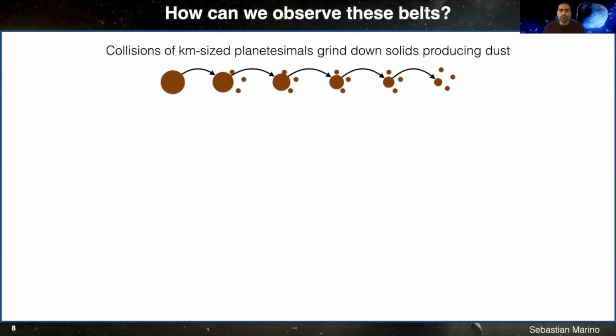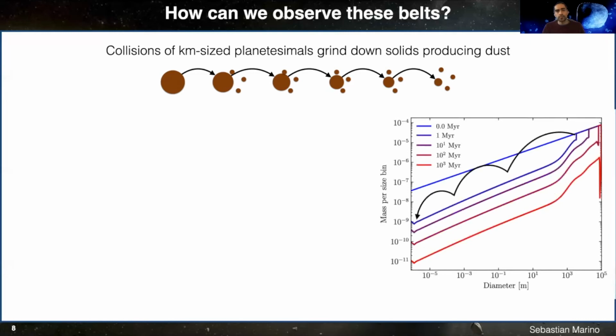Okay, so how is dust being replenished then? Because to see it today, it means that it must have been produced recently. So what we think is going on is that there are larger things, kilometer in size, that we call planetesimals, that are colliding with each other, and when they collide, they produce dust. Okay, this process can be modeled, and we tend to call it collisional cascade.